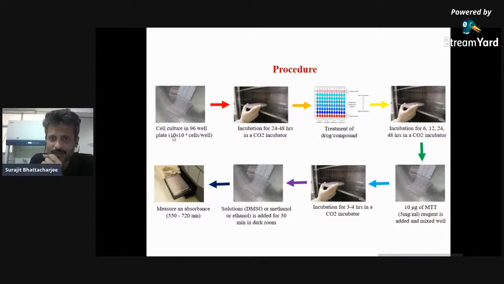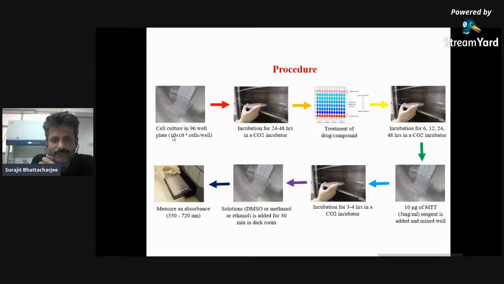the compound at a variable concentration, and then we incubate it for 6, 12, or 24 or 48 hours as per the requirement or as per the specificity of the compound tested. And then we add 10 microgram of the MTT at a concentration 5 mg per ml reagent, and then we are going to mix the media with the MTT properly and in a homogeneous manner, and then we incubate it for another 3 to 4 hours in the CO2 incubator at 37 degree.